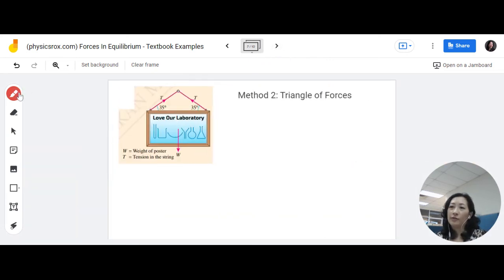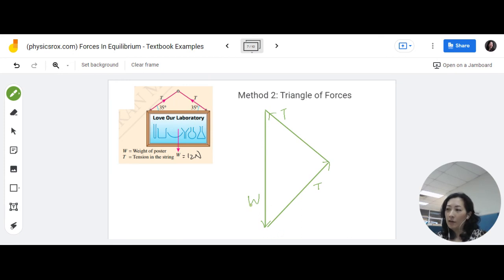So what we need to do first is draw out a triangle of forces. I'm going to draw a big one here for clarity. So the weight we know is 12 Newton. Let me just add that in. Weight line going down. And then tension at an angle and tension at an angle.